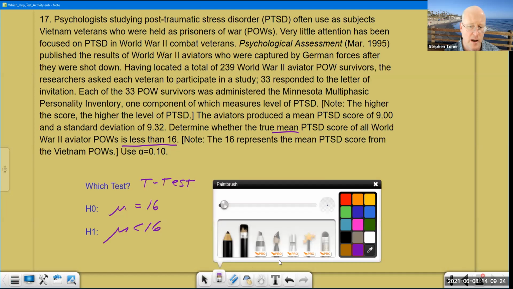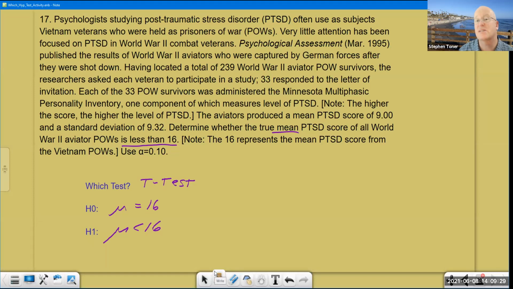Now, I like this problem for a couple of other reasons. First off, we can talk about sampling methods. It's so easy in this last part of the class to just say, give me the data, I'm going to run a test. But quite honestly, these problems aren't any good if the sampling methods that we learned way back at the beginning of the course aren't followed. And notice how we only had 33 people responding out of 239 we contacted.